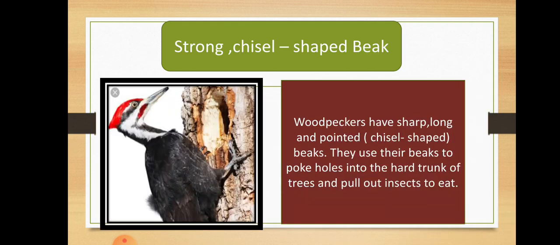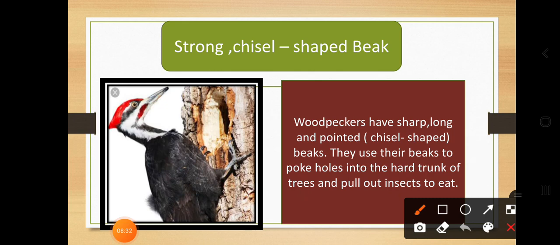Okay, similarly the next example, about the strong chisel shaped beak, is the woodpecker. What are they doing? They have a very sharp, long and pointed beak. So what are they doing? They are poking the trees, the trunk of the trees, and whatever insects are present on the trees, they are going to have it. So they poke the hard trunk of the trees and pull out insects to eat. So this is the example of the strong chisel shaped beak.